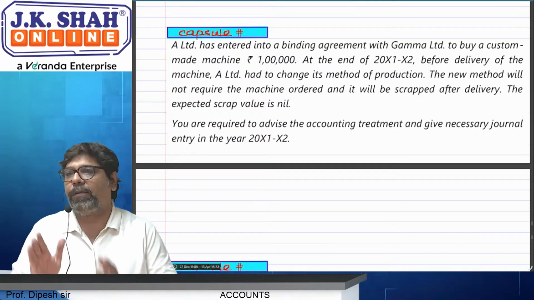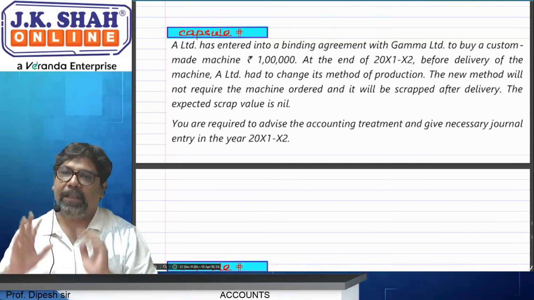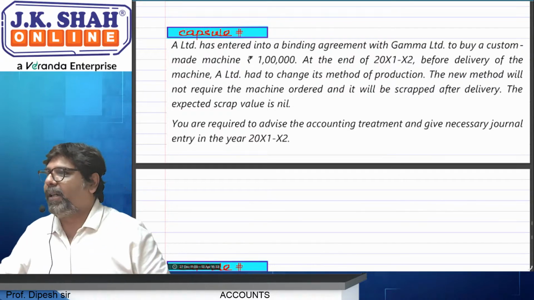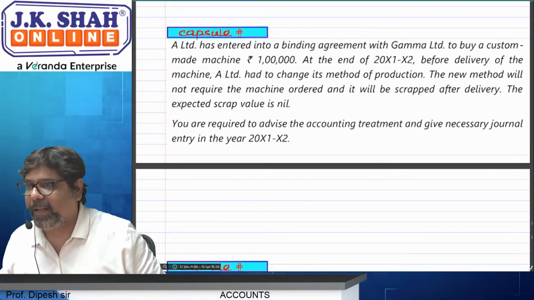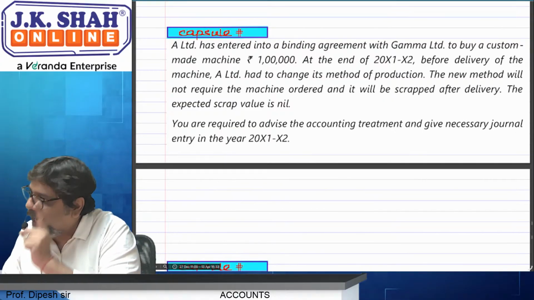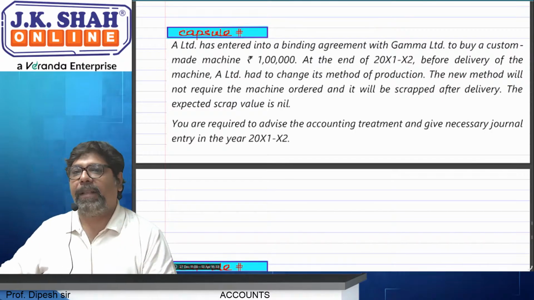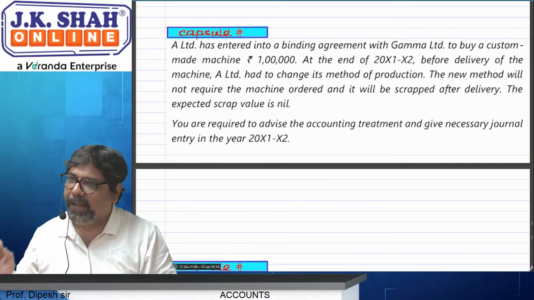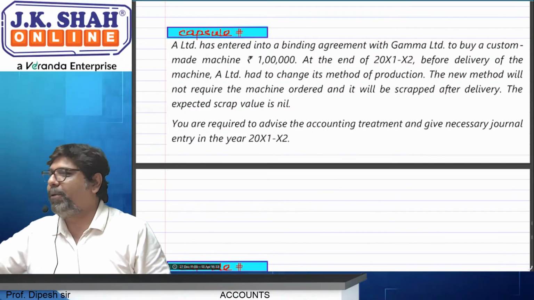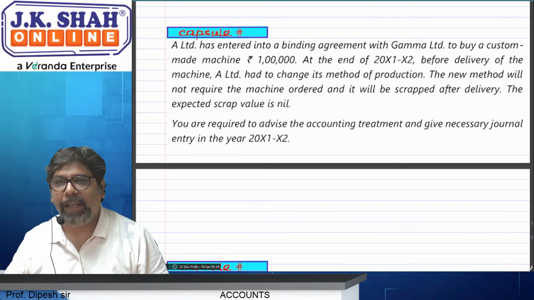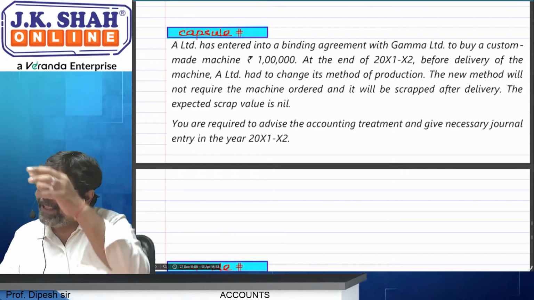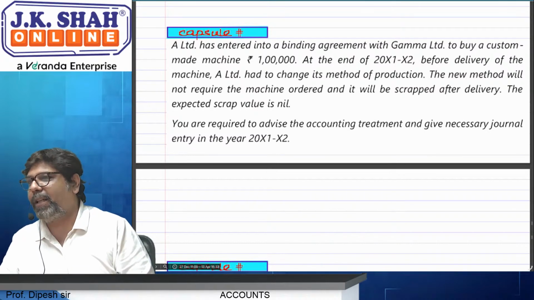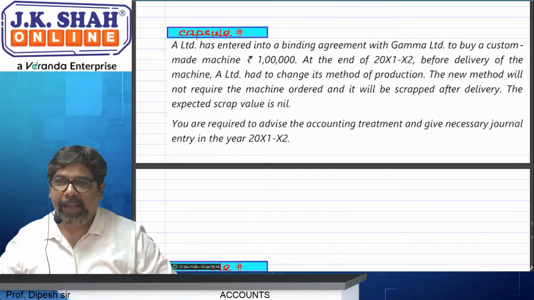Now, chartered, I have ordered a machine for 1 lakh from Ram. I told Ram, you are supposed to give me a machine of rupees 1 lakh. It's a binding agreement, so I have to buy from him. After some days, I change my method of production, and that machine I don't require. But can I tell Ram now that I don't want that machine? No. Why? Binding agreement. So I take that machine, but I have to throw it away. So the entire 1 lakh will become my loss.